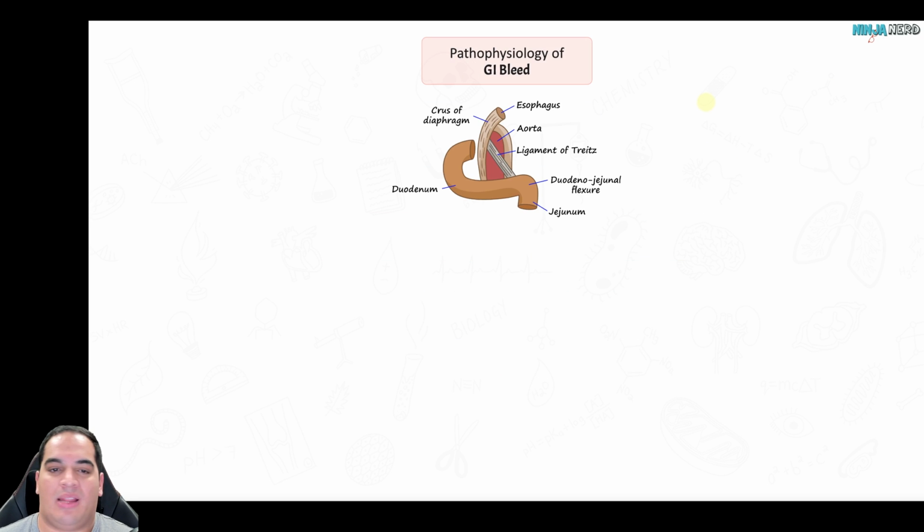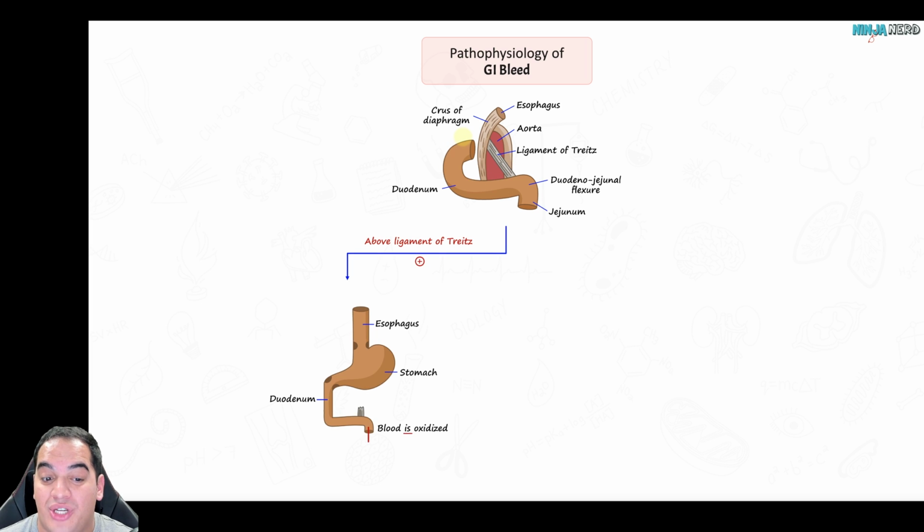So let's talk a little bit about the pathophysiology behind GI bleeds, and I think this really helps to delineate the difference, particularly between upper and lower GI bleeds. The first thing you want to look at is the structure that goes from the crus of the diaphragm down to the duodenojejunal flexure. This structure is called the ligament of Treitz. It's this anatomical structure that separates GI bleeds into those above the ligament of Treitz, which we refer to as upper GI bleeds.